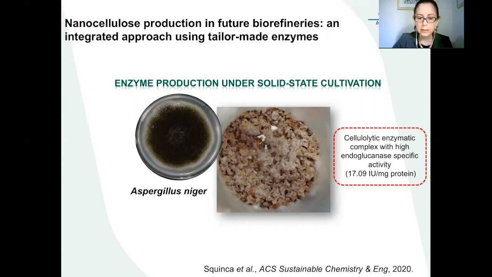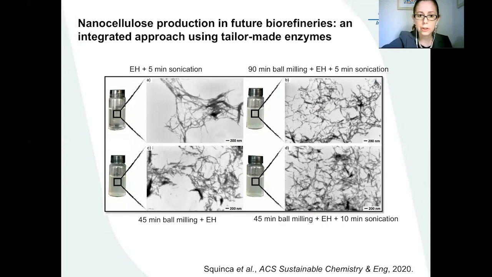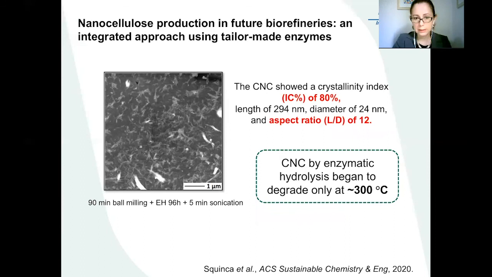Then we evaluated different combinations of processing using ball milling and sonication to obtain the nanostructures. And the nanocellulose was also characterized in terms of crystallinity index and also in terms of the size and thermal properties, showing all these typical values that made it possible to classify this material as cellulose nanocrystals. So with these results, we could demonstrate that it was possible to obtain cellulose nanocrystal using the enzymes produced in-house. So that was a very promising result for our group.